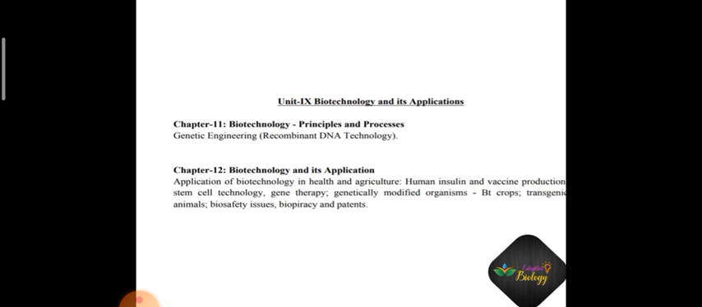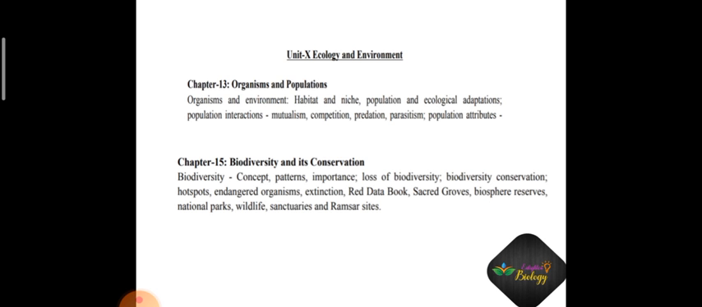The next one is Unit 10, Ecology and Environment. You have only 2 chapters, chapter 13 and chapter 15. Chapter 14, Ecosystem, and chapter 16, Environmental Issues, have both been deleted. So out of 4, you are going to have only 2. These lessons are like a piece of cake. You will be able to learn them just like that.